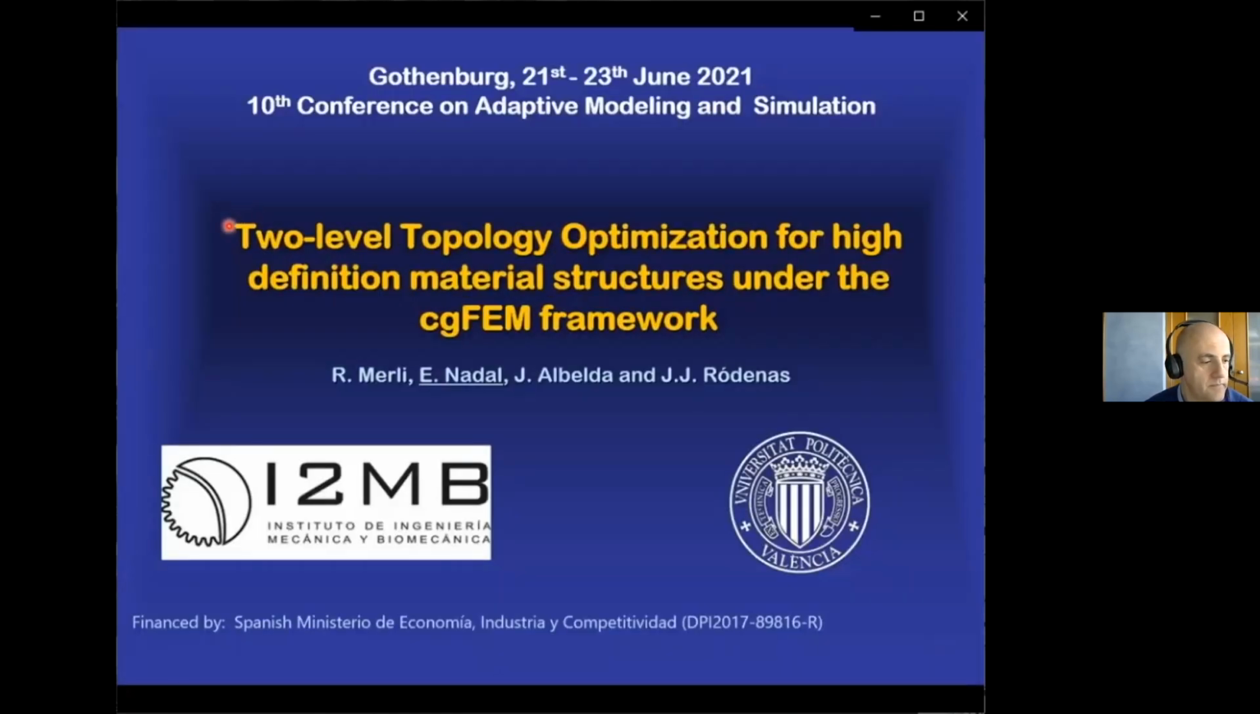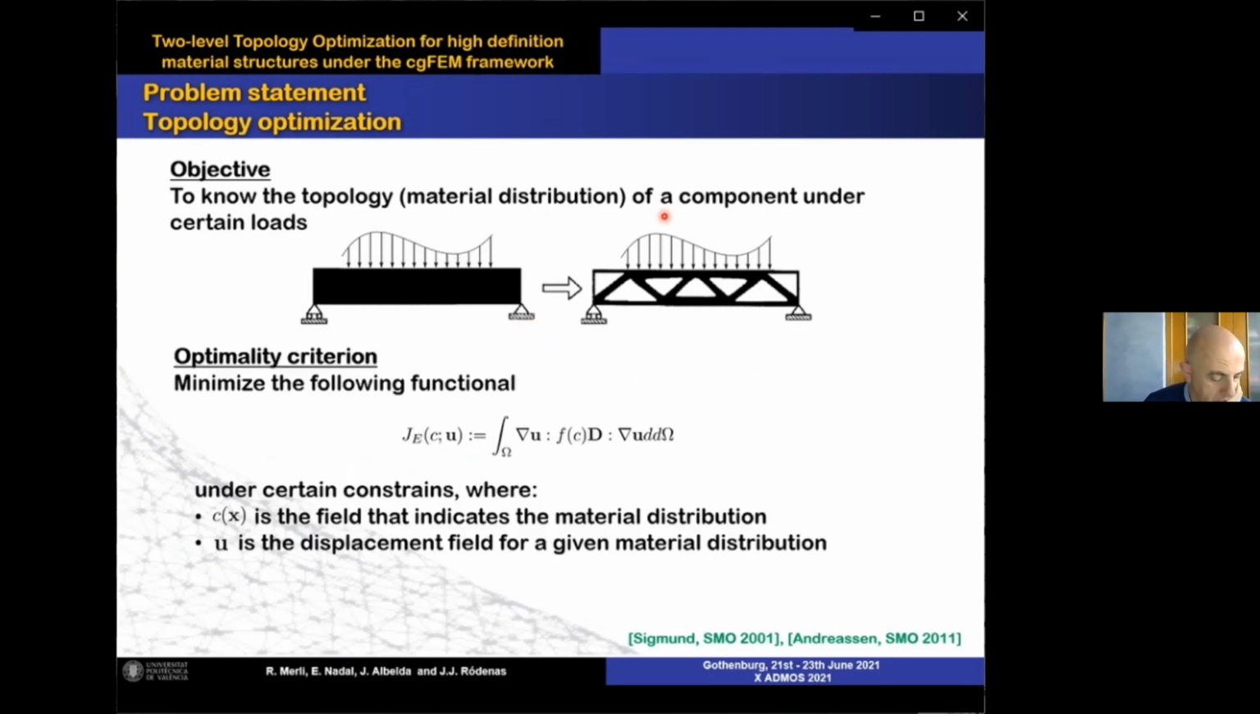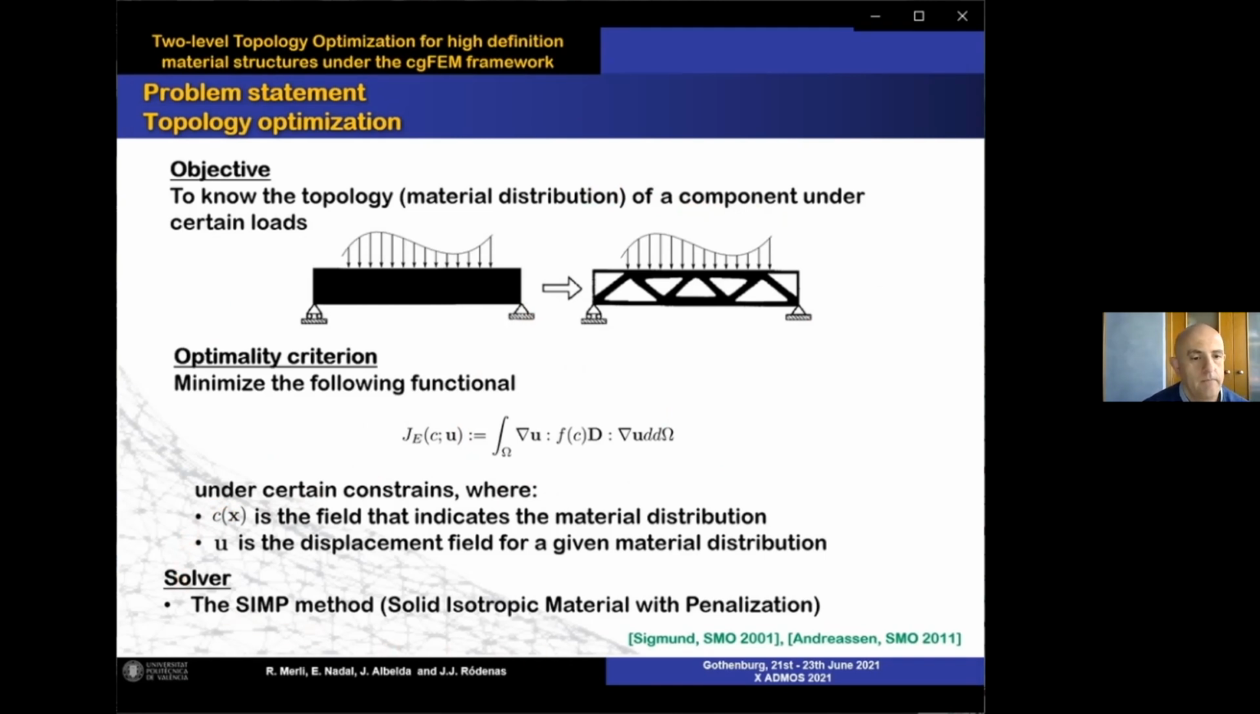I'm going to present this work that has been done in collaboration with Rafael Merli, José Albelda, and Juan José Ródenas that tries to define a methodology to obtain high-definition optimized structures. Well, topology optimization tries to find a material distribution optimal in a certain manner, minimizing a certain functional, normally the compliance. Then what we obtain is the stiffest structure possible for a given quantity of material. And normally we use the SIMP method.